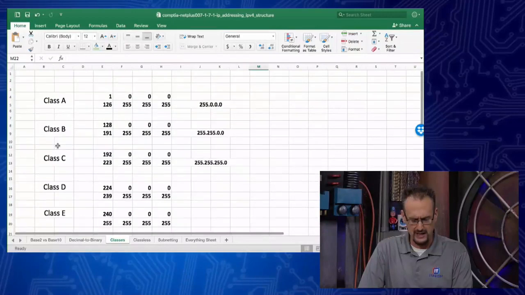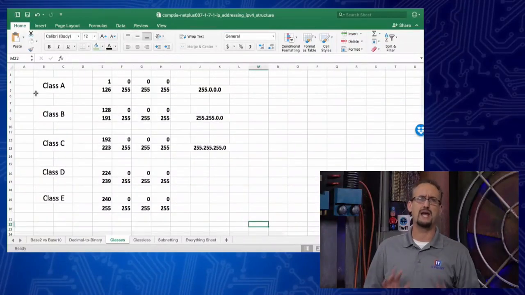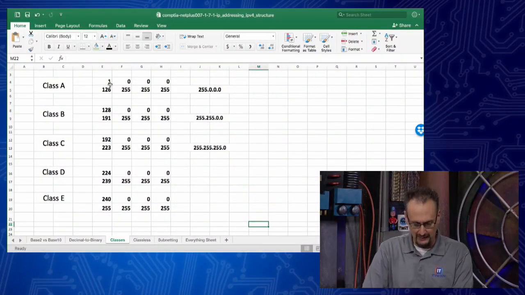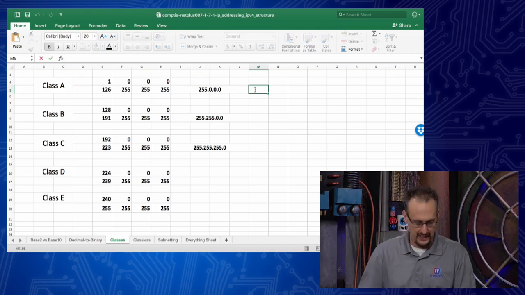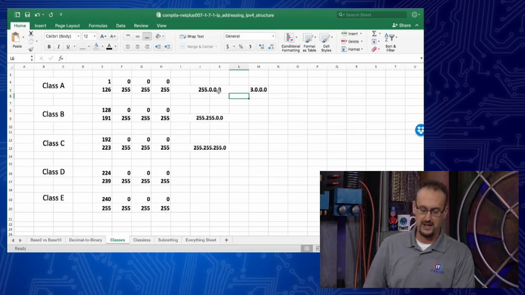If we go back to the classical system, let's say that this is all we had was the classical system. And let's say that you got an IP, you got a network within this range, right? Let's say you've got the 3.0.0.0 network, right? Well, you would have this subnet mask right away, right?